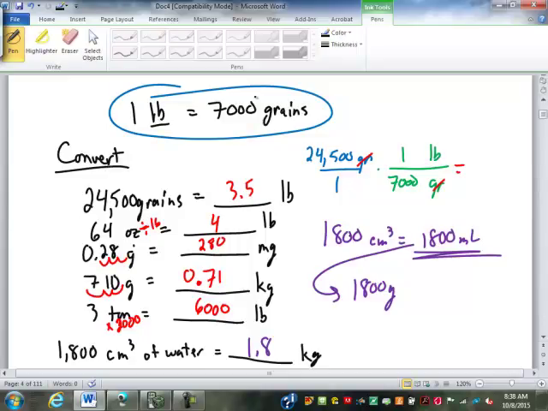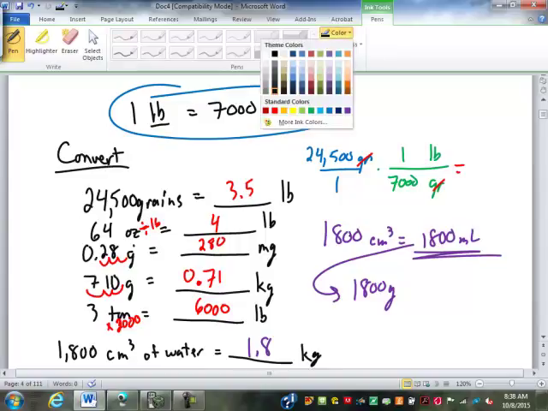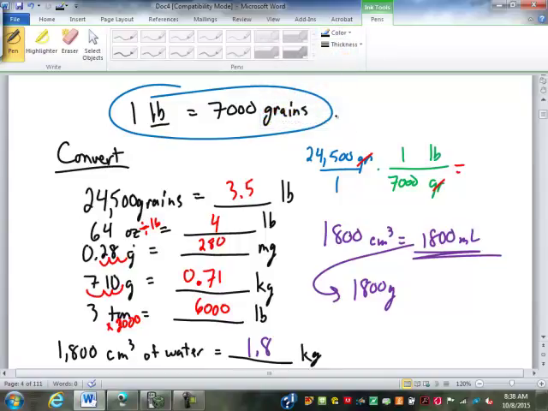For those of you in dairy herds, is milk heavier or lighter than water? Slightly heavier. Why would that be? Because there's other stuff in it.